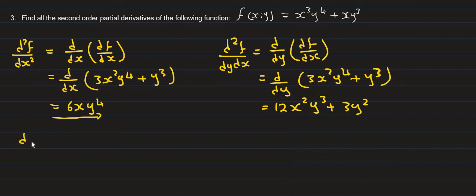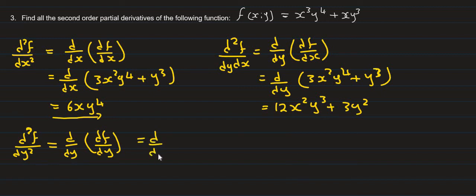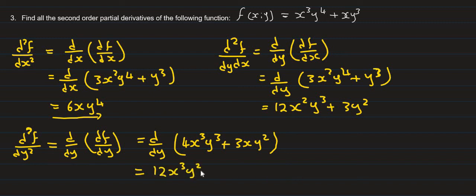Then d squared f over dy squared: we differentiate df with respect to dy. d over dy of the function with respect to y, where x is constant: 4x cubed y cubed plus 3xy squared. Differentiating again with respect to y, 4 times 3 gives 12x cubed y squared, plus 3 times 2 gives 6xy.